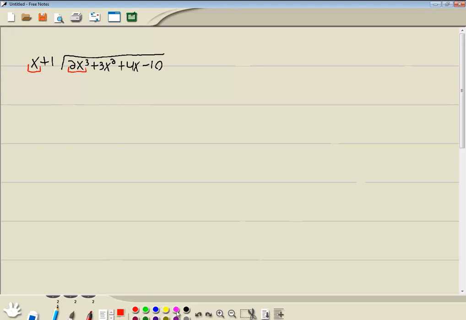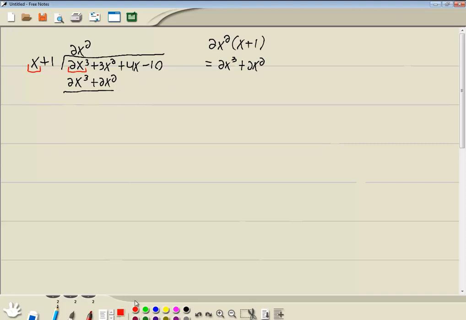We take a look at the first term of each and decide what to put up on top. You ask yourself what times x gives you 2x to the third, and that'd be 2x squared. Whatever you put up on top, you multiply by what's out in front. So we take 2x squared times x plus 1. 2x squared times x is 2x to the third, and 2x squared times 1 is 2x squared. So we've got 2x to the third plus 2x squared.